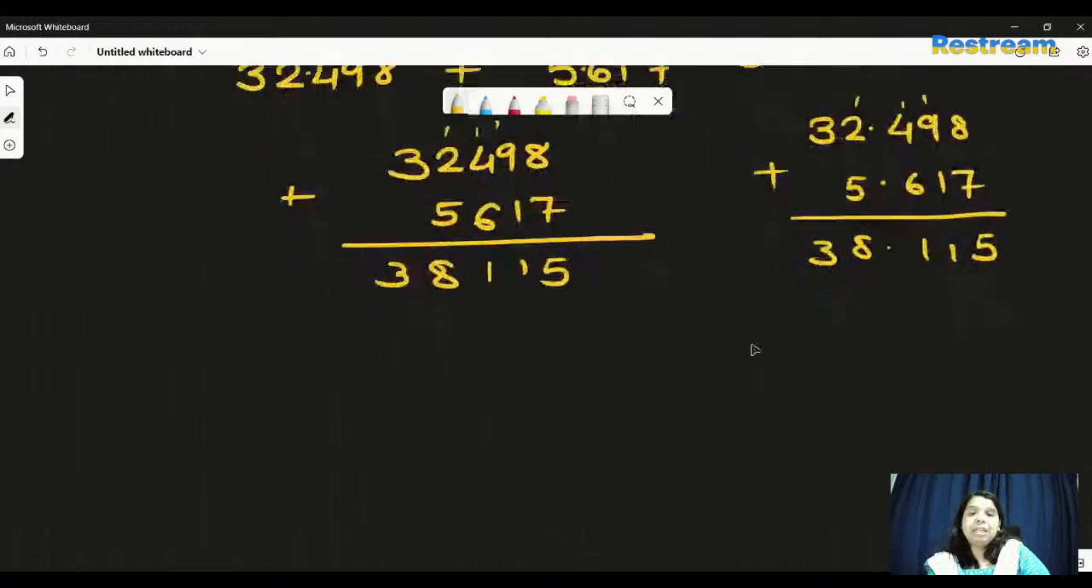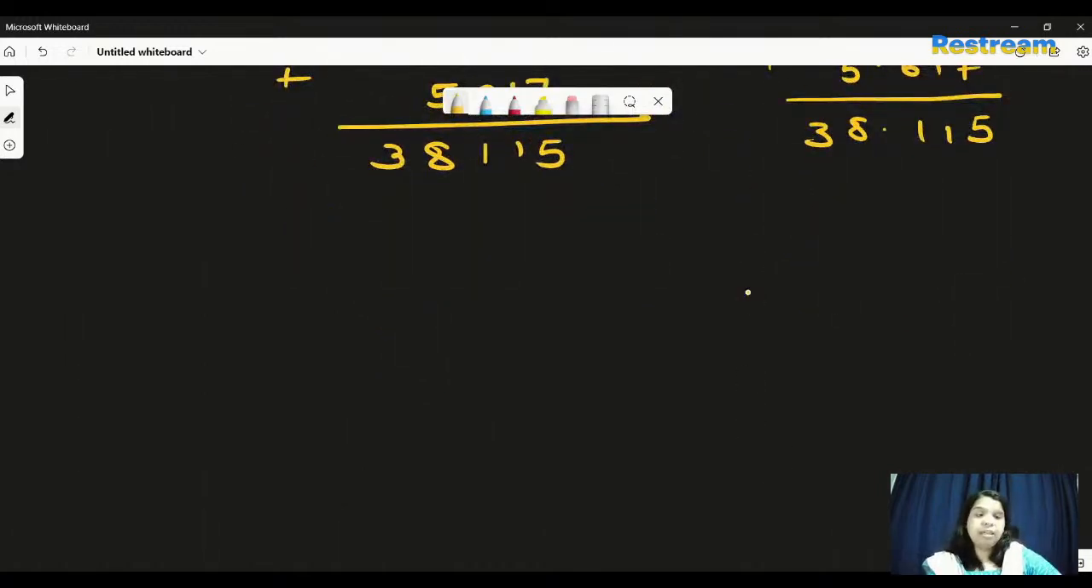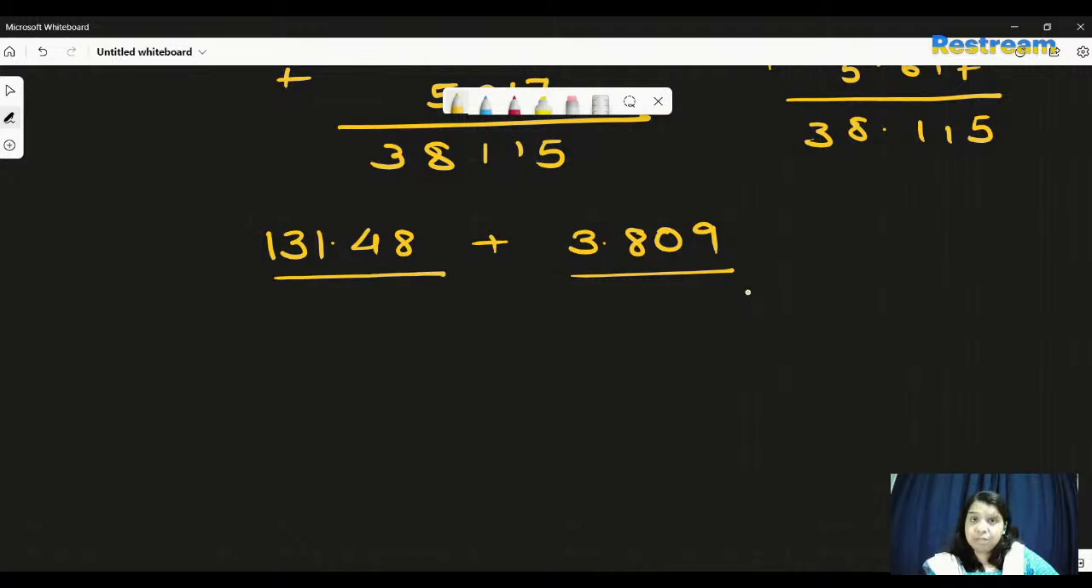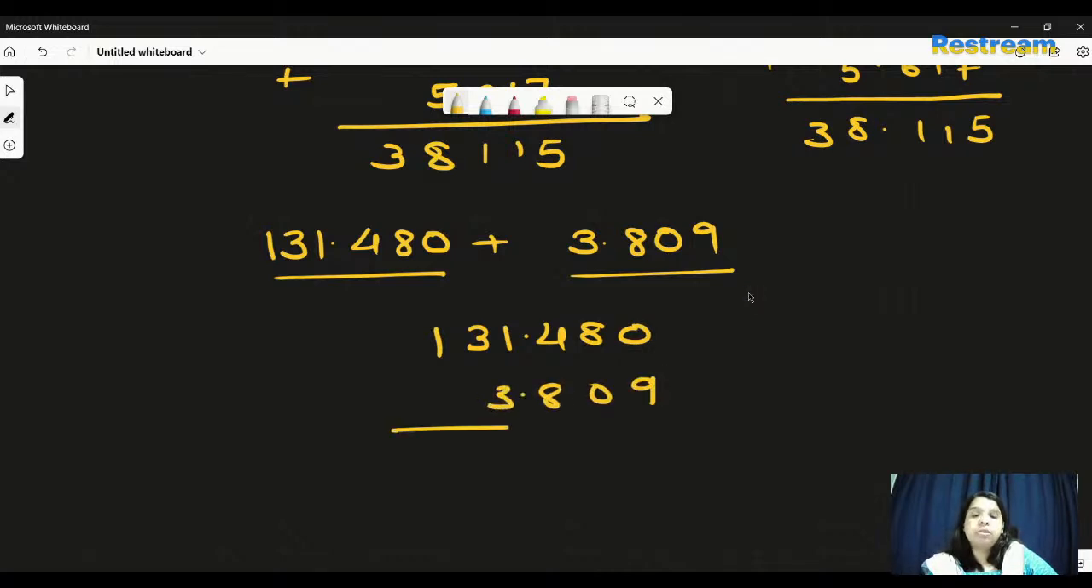Here the decimals were like decimals, so we didn't have to add any zero. But let's say we have unlike decimals like 131.48 plus 3.809. Here we have three decimal places and here we have just two. So we are going to add a zero at the end. We get 131.480, and then 3.809, so like this.